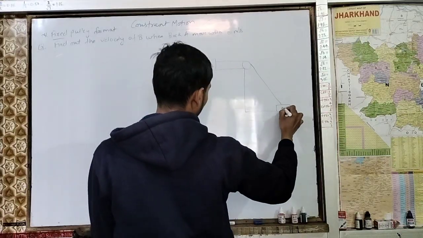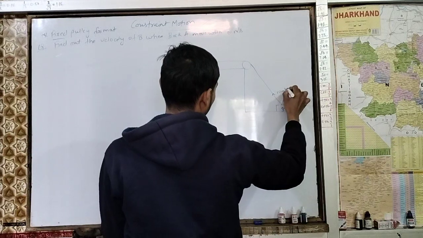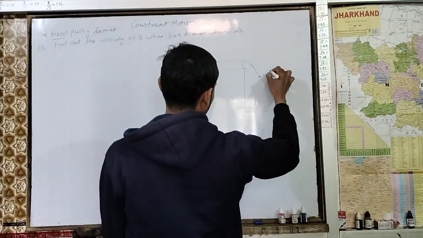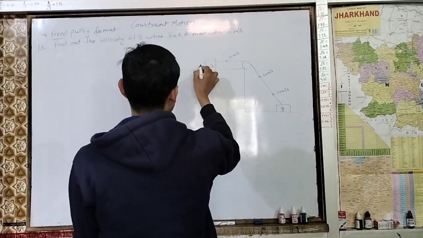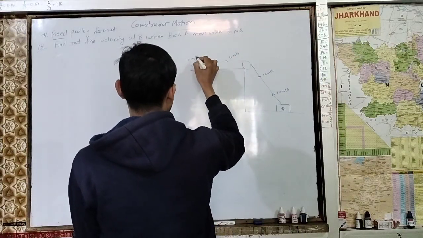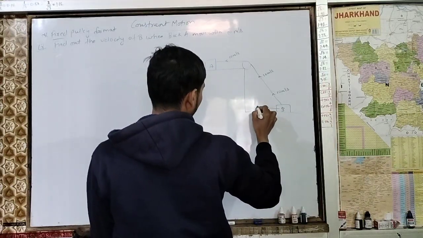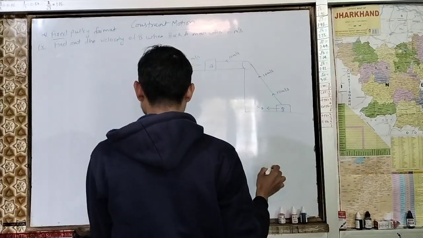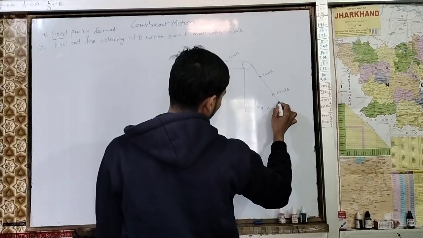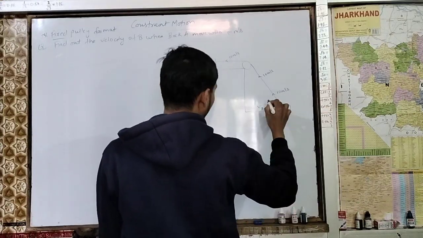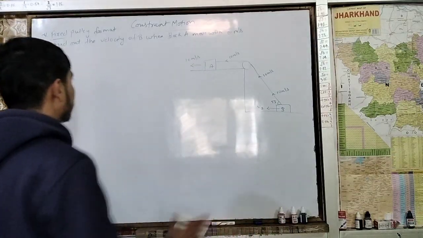Object A, object B, 10 meter per second on the string. We have to find the velocity of block B, and the string is making an angle of 53 degrees with the horizontal line. This is our complete question.